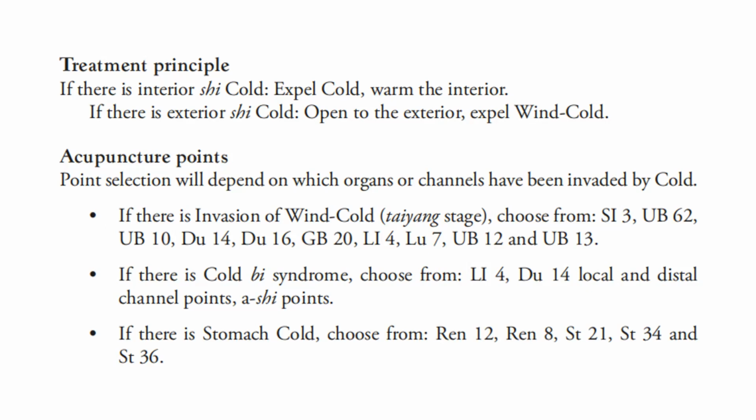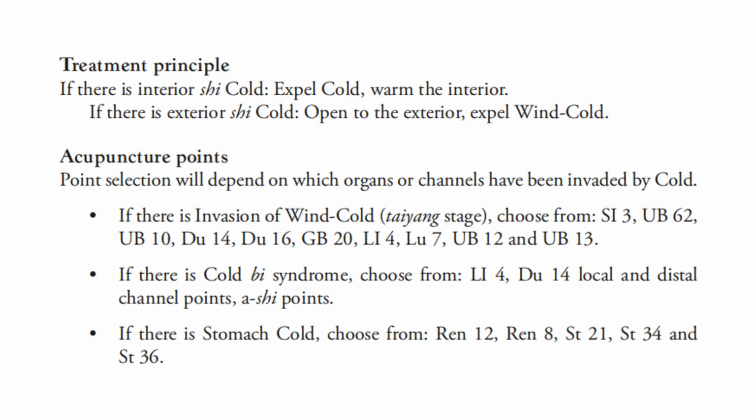Acupuncture points. Point selection will depend on which organ or channel had been invaded by cold. If there is invasion of wind cold, Taiyang stage, choose from SI3, UB62, UB10, DU14, DU16, GB20, LI4, Lung 7, UB12, and UB13. If there's cold Bi syndrome, choose from LI4, DU14, local and distal channel points, Ashi points.